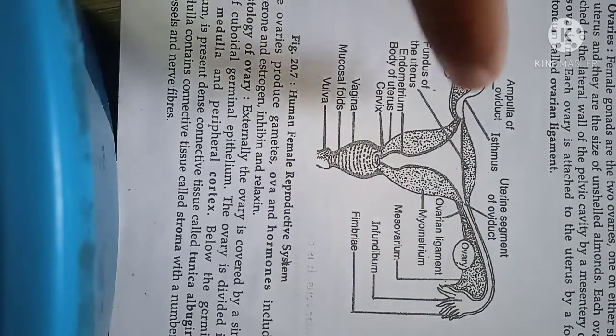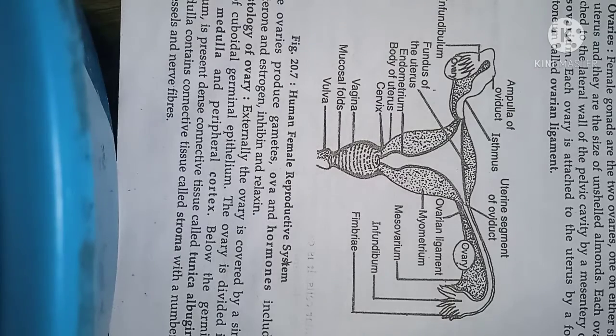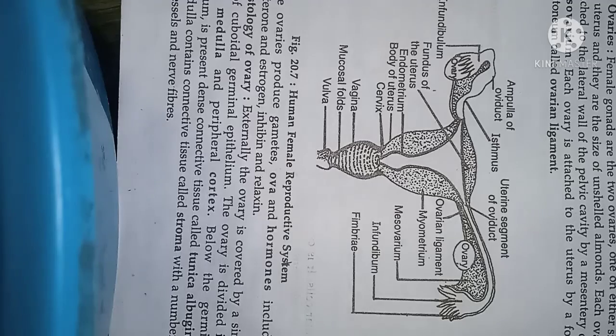The second one is the ampulla. This is the ampulla. It is the middle, wider and longest part of the oviduct. And the last one is the isthmus. It is a distinct part of the oviduct. It is narrow and opens into the uterus.